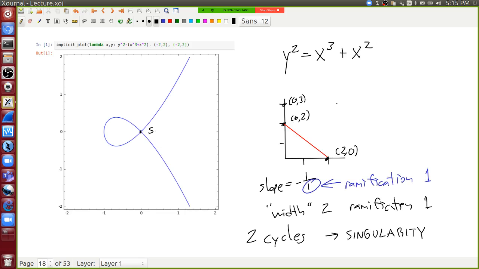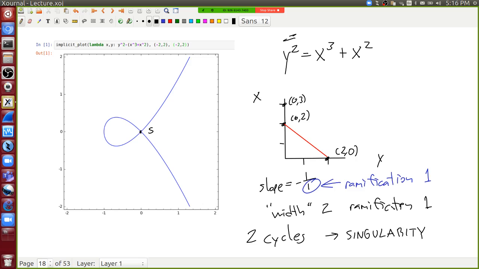Let me just show you an example. So here is our sample curve, y squared equals x cubed plus x squared. We're going to plot the powers: x is on the vertical axis, y is on the horizontal axis, and we're plotting the powers.